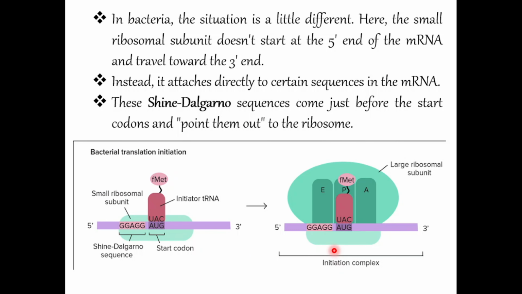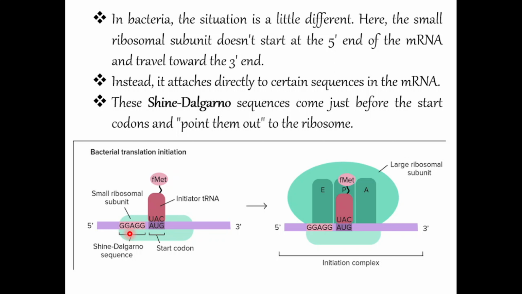Actually, this is in the case of eukaryotes. In the case of bacteria, the situation is a little bit different. Here, the small subunit of the ribosome does not start at the 5' end because there is no cap, there is no polyadenylation in bacteria. There are no post-transcriptional modifications. Instead, it attaches directly to a certain sequence in messenger RNA. That sequence we call the Shine-Dalgarno sequence: AGGAGG. So it binds at this area.